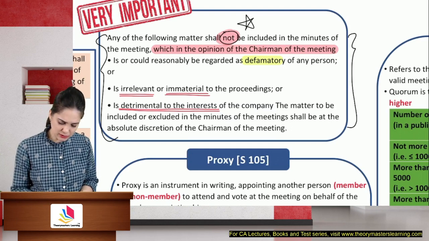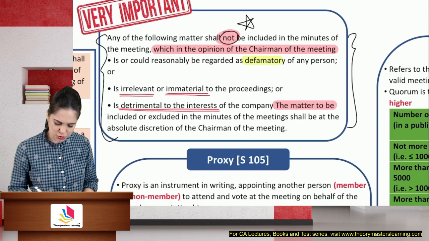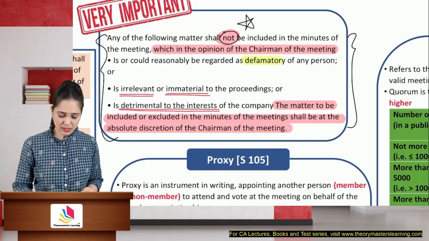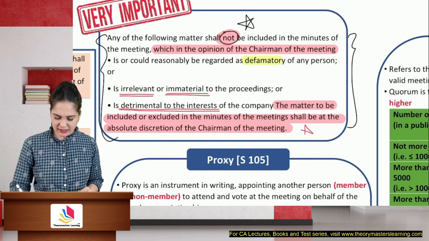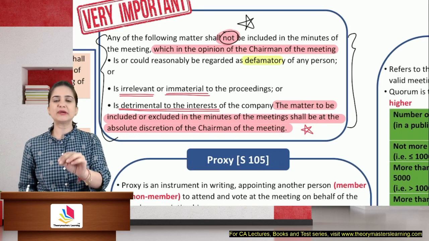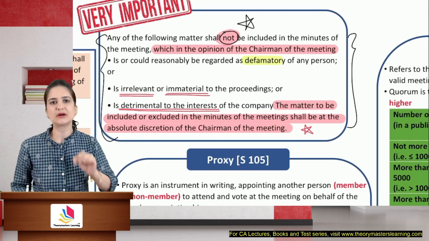The matter to be included or excluded, this is very important, so I'm highlighting that in red. The matters to be included or excluded shall be at the absolute discretion of the chairman of the meeting. Members cannot insist that the following matter should be included in the minutes. Whatever should be included or excluded depends on the chairman.